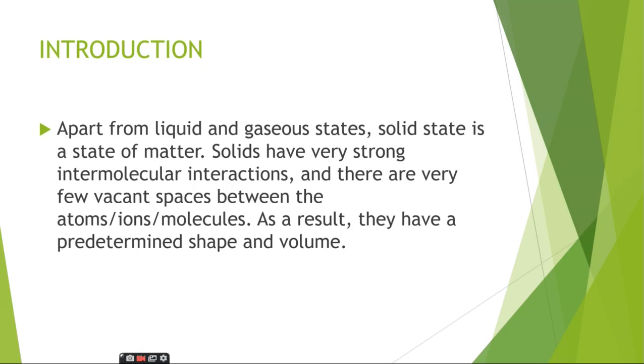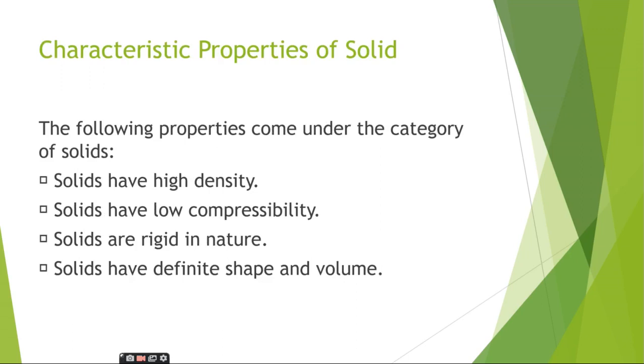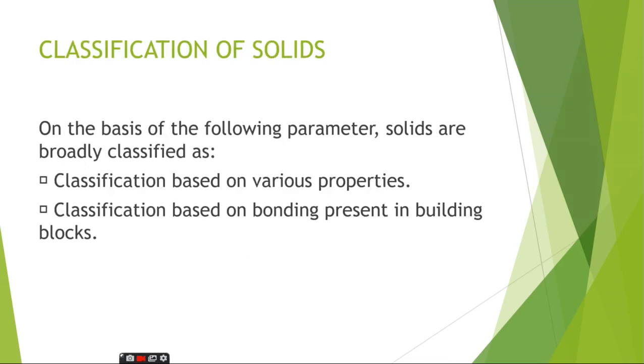As we all know from class 10, there are three states of matter: liquid, solid and gas. But in this chapter, we are only focusing on the solid state. Let's move further. What are the characteristic properties of solids? The following properties come under the category of solids. Solids have high density, low compressibility, and solids are rigid in nature. They have definite shape and volume.